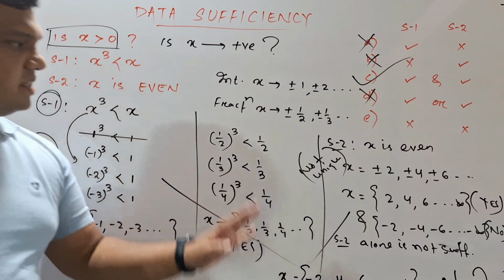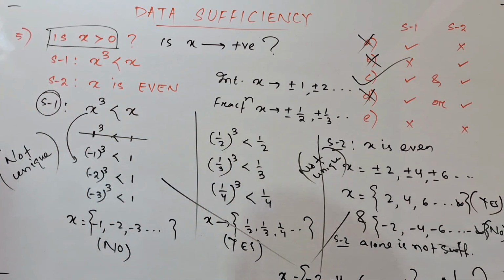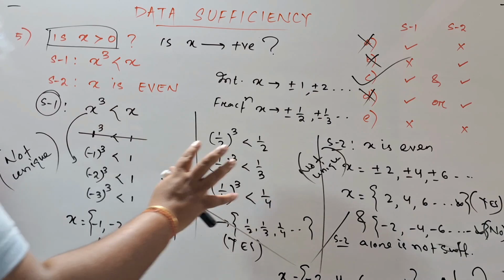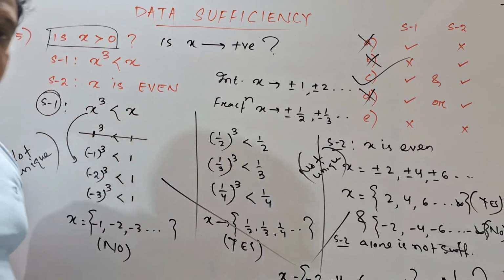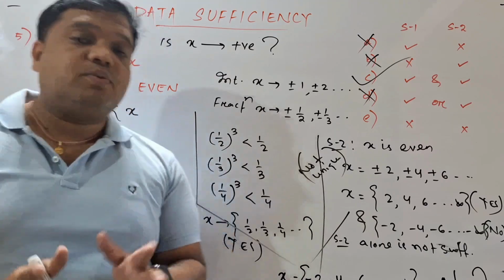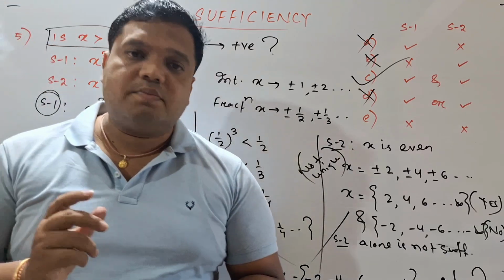So solve this, these are good questions. Statement 1 is not unique, statement 2 is also individually not unique, but together they are sufficient. Clear? So this is the way we have to handle DS questions, data sufficiency questions.